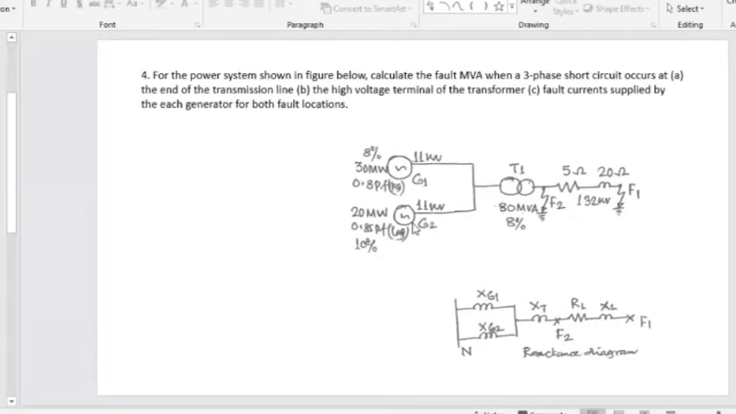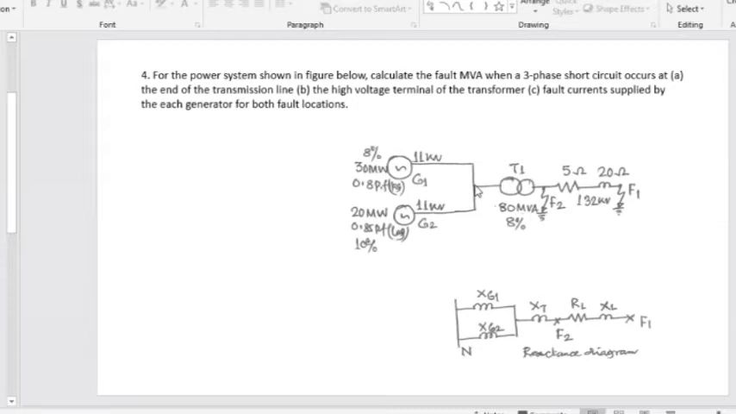Both generators are operating at 11 kV, and from that 11 kV the generators are connected to this common bus bar. This is a common bus bar.